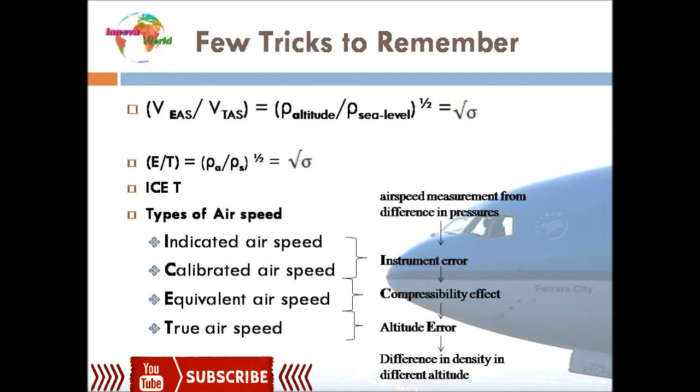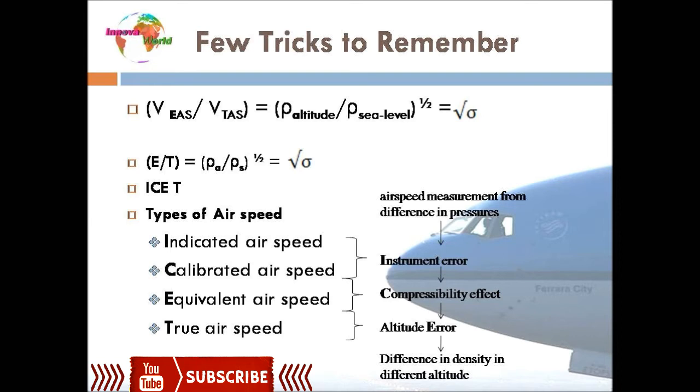So how can you memorize this? It is E by T. E is in alphabetical order: E comes first, then T comes. Similarly for A by S, in alphabetical order the A comes first, then the S. So by using this you can memorize it, and the types of airspeed you can remember by ICET, that is I, C, E and T.